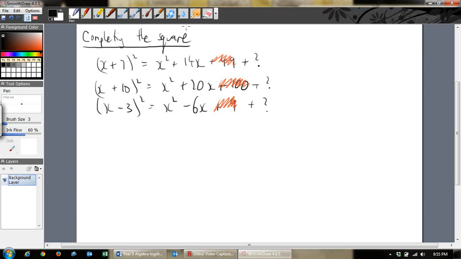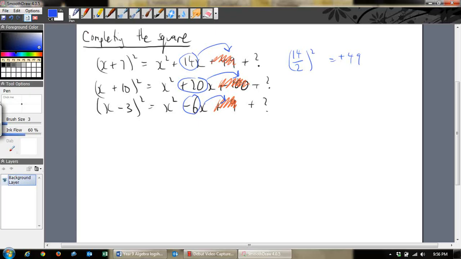And if you're clever, you'll probably see that to get from 14 to this number here, or from 20 to that number there, or from negative 6 to that positive 9 there, what we need to do is, 14, we need to divide it by 2, and then we need to square it. 14 divided by 2 is 7, squared. That will give us the positive 49.